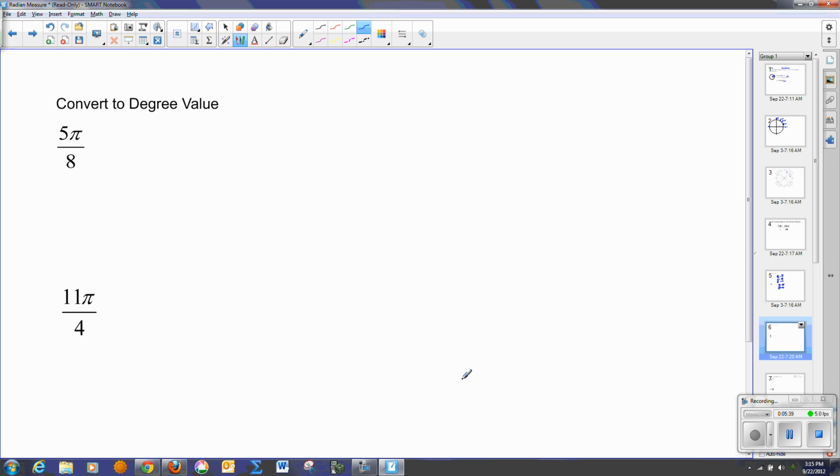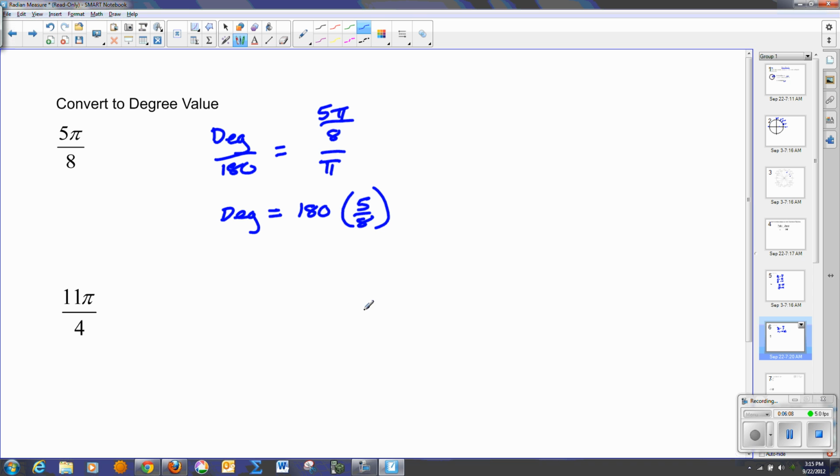Now we're going to convert to degrees given radian values. So I know my degrees over 180 is equal to my radian value, which I have 5 pi over 8 over pi. Well, the pi's will reduce in this case, which means my degree equals 180 times 5/8. Doing the multiplication, I get 112.5.